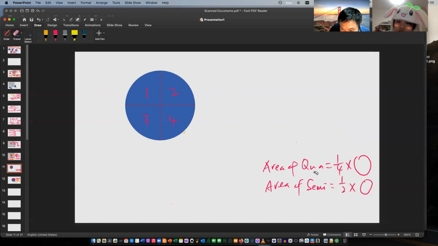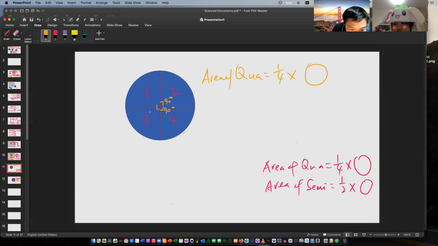So let's take area of quadrant first. Area of quadrant is 1/4 times the entire circle. Let me tell you why. Because can you see, if you split this circle into 4 quadrants, can you see that this is 90 degree? This is also 90 degree. This is 90 degree. This is 90 degree. So if you need to find just one of them, let's assume that we need to find this. And the angle here is actually what? The angle here is actually 90 degree.